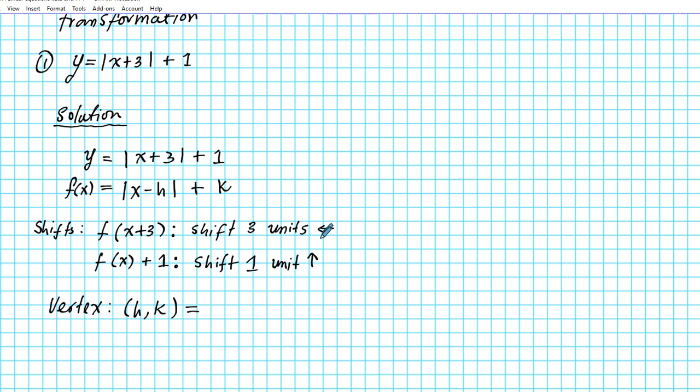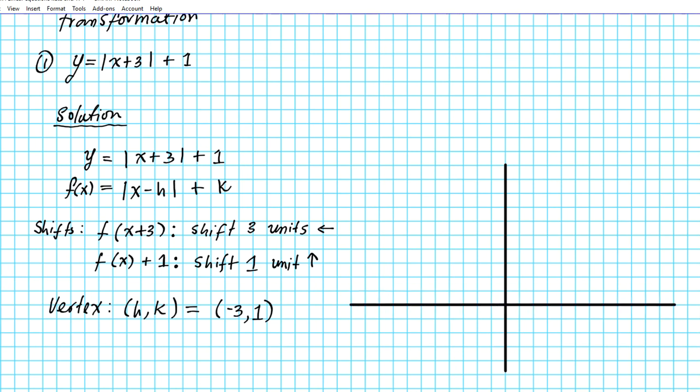Now if you start from 0 and you go 3 units to the left in the x direction, that will take you to negative 3. And then if you start from 0 and you go up 1 unit in the y direction, that will take you to positive 1. All right, so shifting 3 units to the left and 1 unit up will take you to negative 3, 1. Okay, so let's go ahead and sketch the graph of our absolute value function.